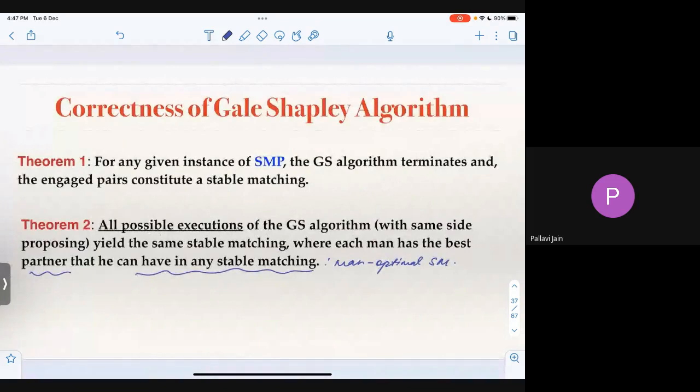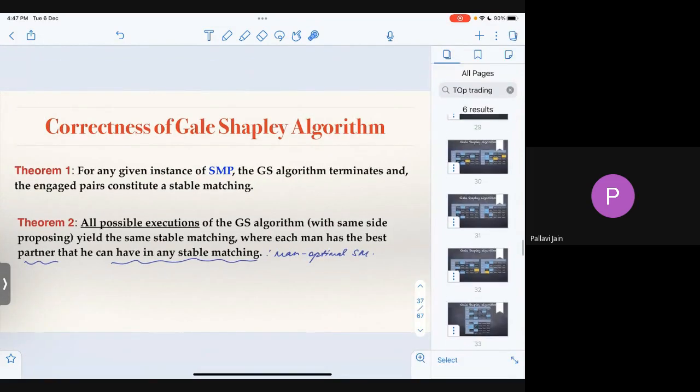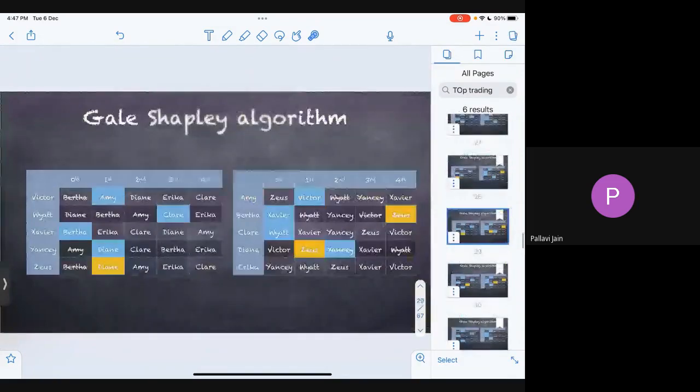So this is what answers your question. In that example, it may seem like we are letting this guy, Victor, propose first, followed by Wyatt and then Xavier and so on. Why does Victor get to go first? Maybe if somebody else had gone first, could we have had a different outcome? It turns out no. The exact same outcome would result.